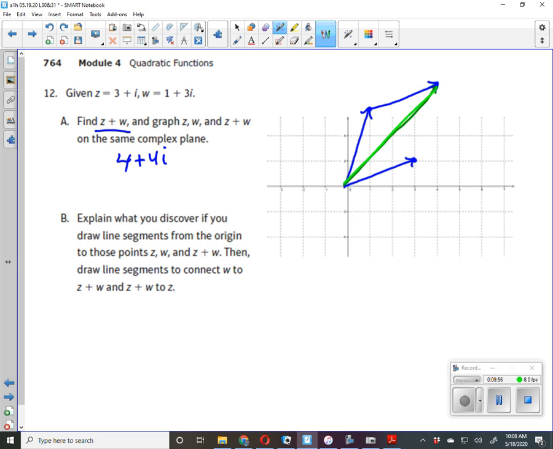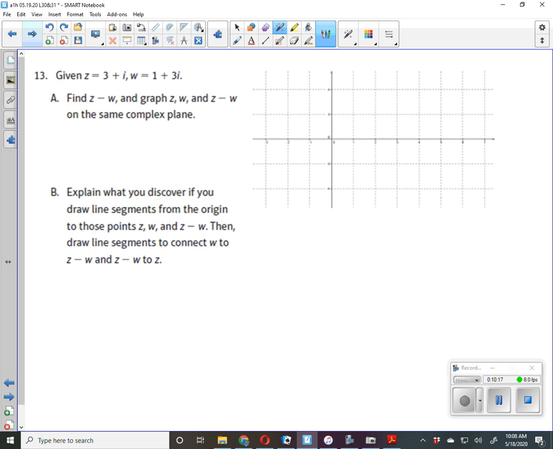Explain what you discover if you draw a line segment from the origin to these. Well, I just did that for you. Like I said, the points themselves are here, but I drew the vectors in, or the lines in. Don't sweat that stuff, you guys. It's not that big a deal.